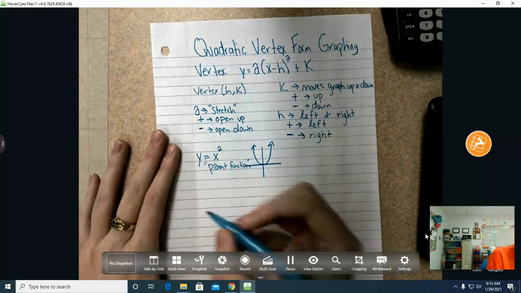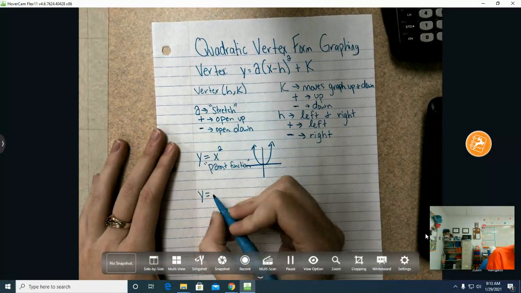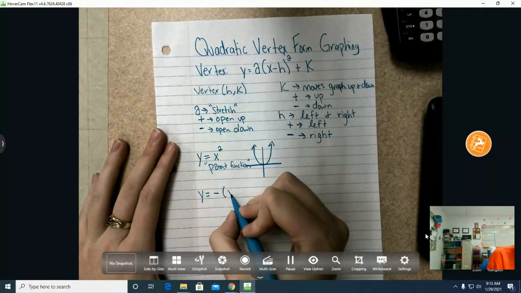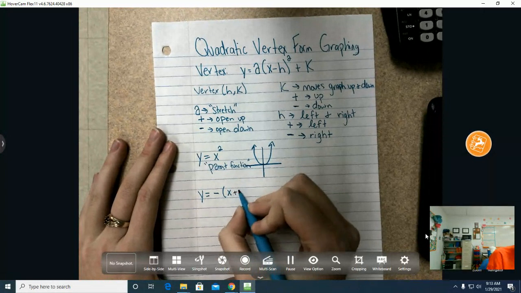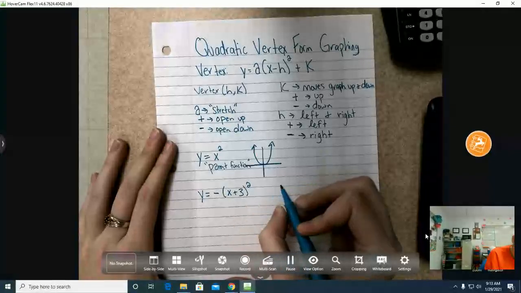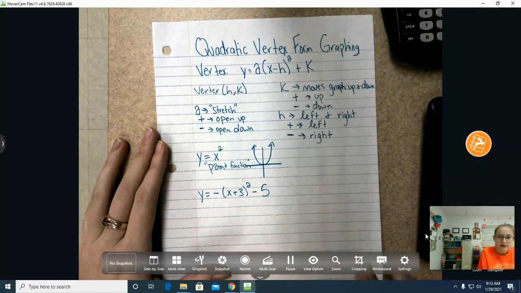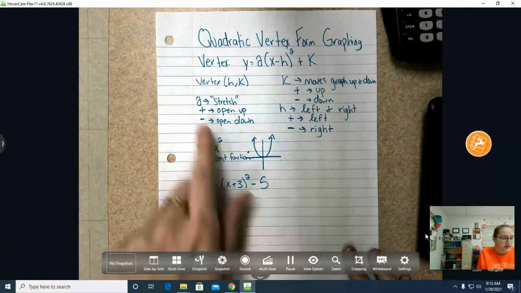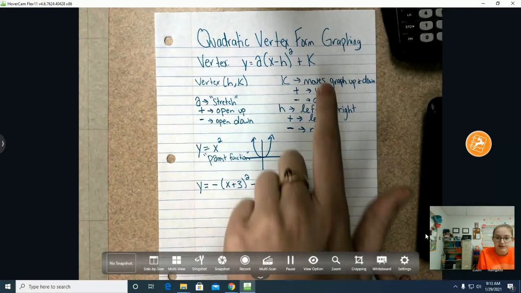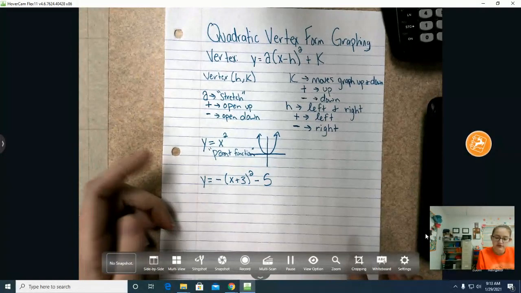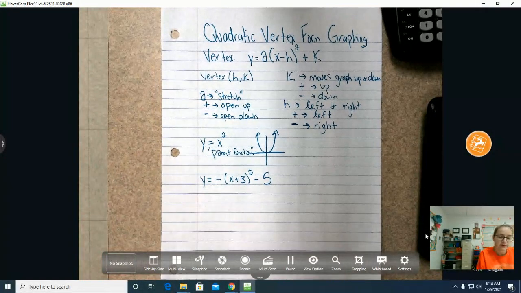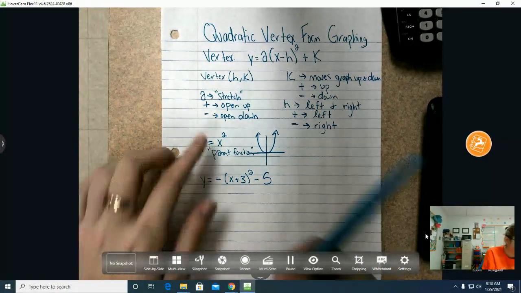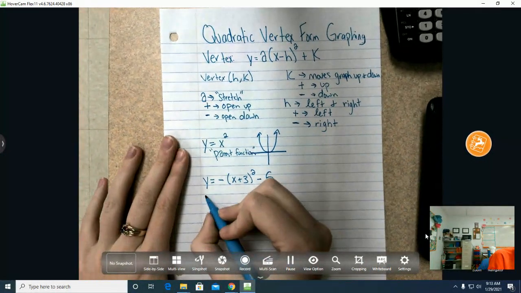So for example, if we wanted to graph y equals negative (x plus 3) squared minus 5. So this is just going to be a different variation of our parent function. So using our knowledge from our h, our k, and our a, and also a couple other things, we're going to be able to graph this. So the first thing you're going to want to do is come up with your vertex. So your vertex is h comma k.